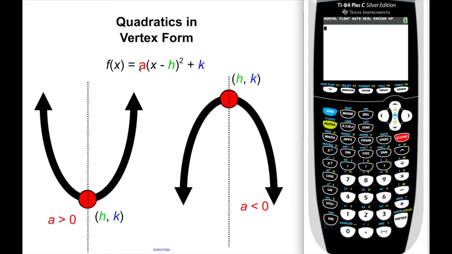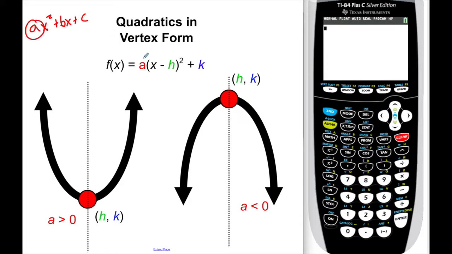In class, we talked about some of the features they have in common, and I encourage you to take a look at my other video about graphing quadratics, where I talk about some of the features, such as a. We saw today that a plays the exact same role in vertex form as it does in standard form. We know standard form is ax squared plus bx plus c, and this a and this a play the exact same role in their respective forms of the function. So that's important.